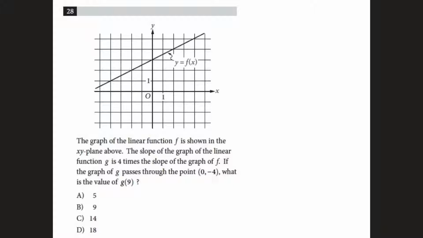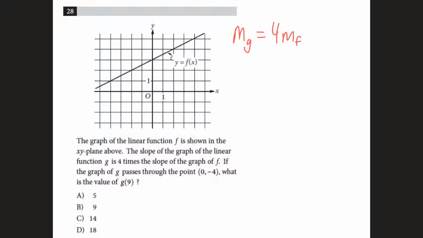28. The graph of the linear function f is shown in the xy plane above. The slope of the graph of the linear function g is 4 times the slope of the graph of f. If the graph of g passes through the point 0, negative 4, what is the value of g of 9? Okay, so we know that the slope of g equals 4 times the slope of f.